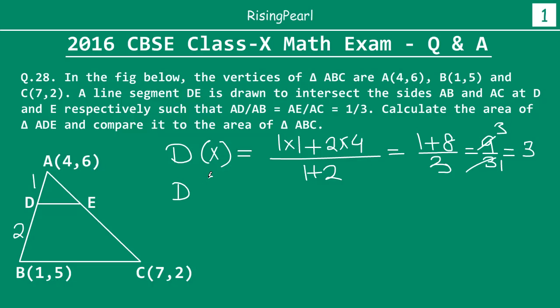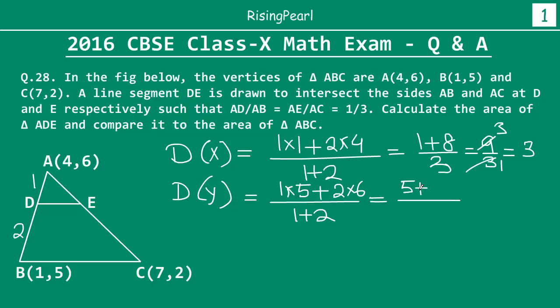Now what about the y coordinate for point D? That will be 1 times 5 plus 2 times 6, divided by 1 plus 2. And this should be equal to 5 plus 12 by 3, which is 17 by 3. Kind of interesting number. We didn't get a whole number, we have a ratio, that is fine. So the coordinates for point D are 3 comma 17 by 3.